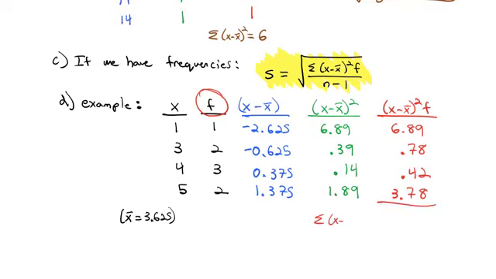We want to get the sum of x minus x bar squared times the frequency. And when we add up that column, you should end up with 11.87.